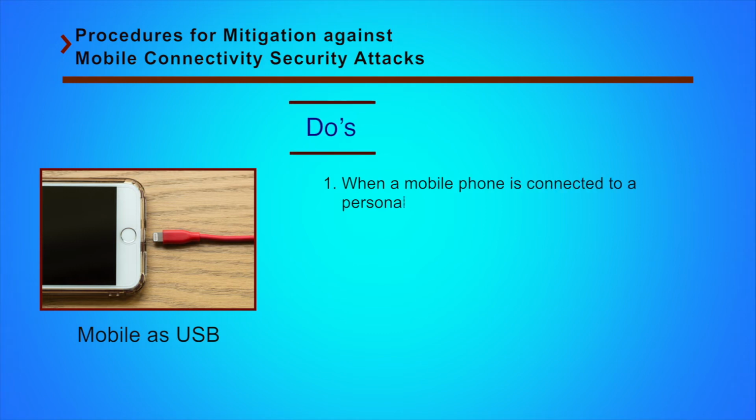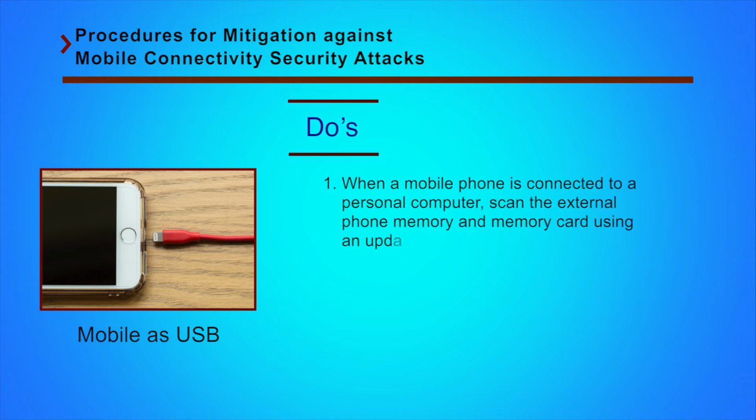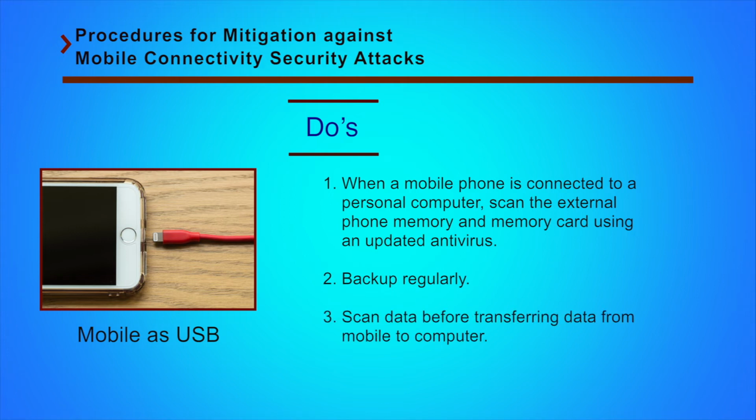When a mobile phone is connected to a personal computer, scan the external phone memory and memory card using an updated antivirus. Take regular backups of your phone and external memory card because if an event like a system crash or malware penetration occurs, at least your data is safe. Before transferring the data to mobile from computer, the data should be scanned with latest antivirus with all updates.